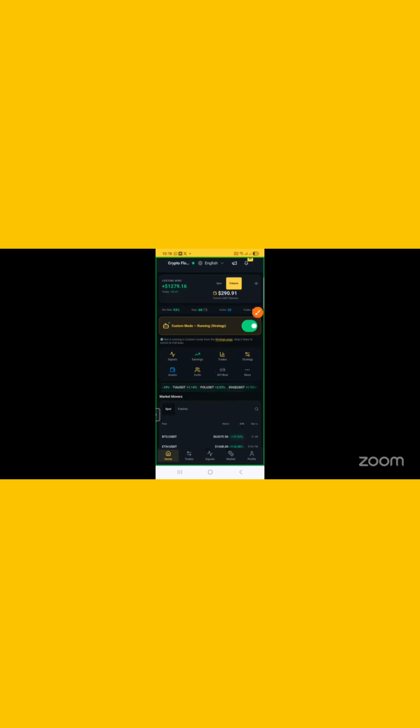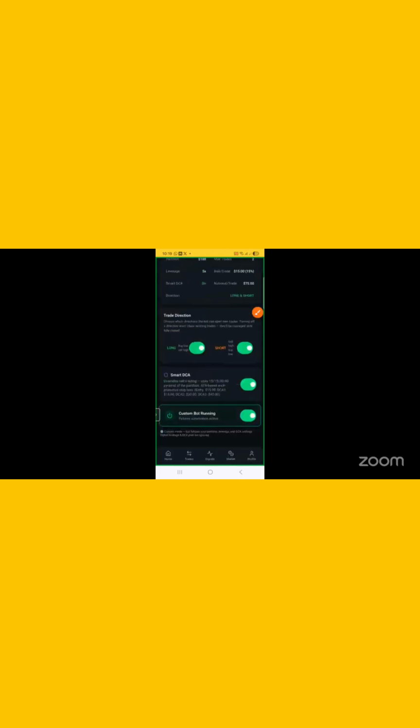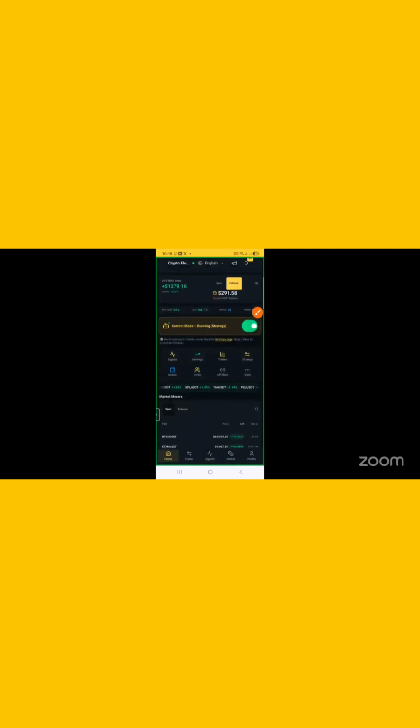This is full automatic mode activated. You can see even here, it is telling you custom mode, because you have come this side and customized. Custom mode running in bracket strategy. That's why you have come this side and you turn down the buttons here, and the custom strategy mode is running on full automatic. You don't have to do anything. The bot will handle everything for you.